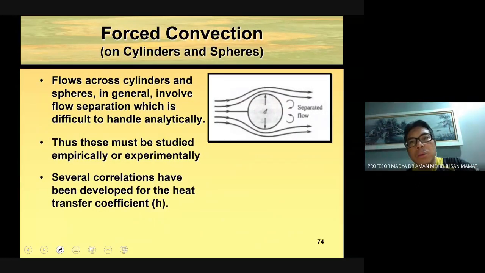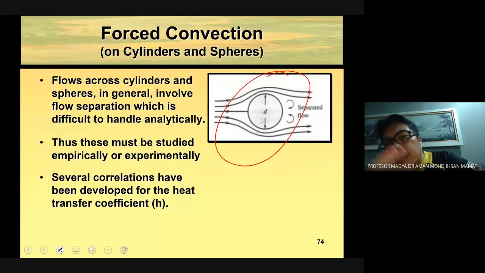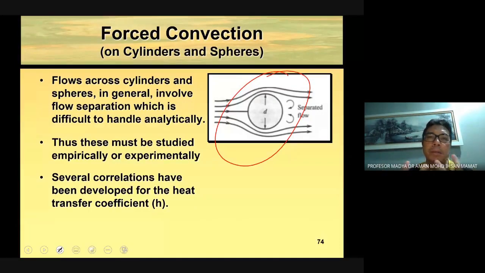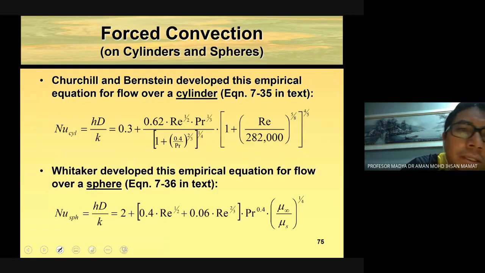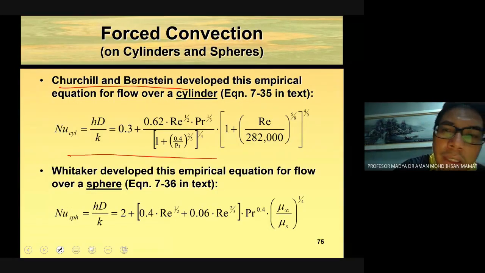And this one, when you have a flow running over several types of features, like for example cylinders and spheres. Okay, and then as well for the cylinder, developed by Churchill and Bernstein, this is the equation given.